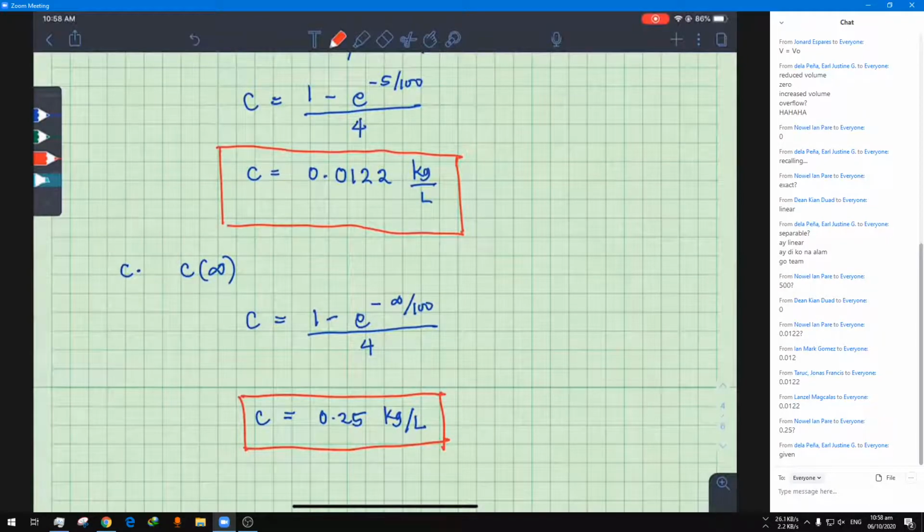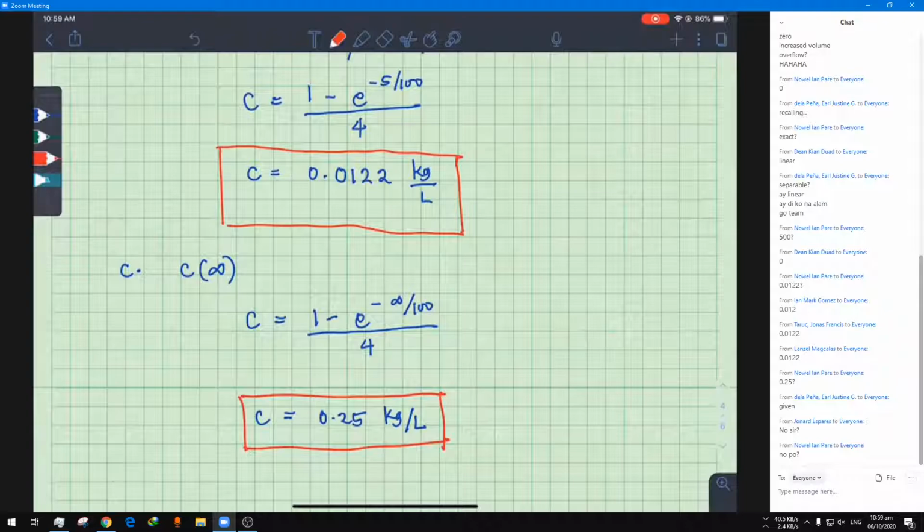So will it be possible to have a concentration within the mixture which is greater than the concentration of the input mixture? So pwede ba yung mangyari yon? Will there be a time na yung concentration ng salt within the mixture will be greater than the input concentration? So hindi, di ba? So hindi pwedeng mangyari 'yon. So yung maximum concentration within the mixture is just up to the concentration of our input mixture or our input fluid. Okay?